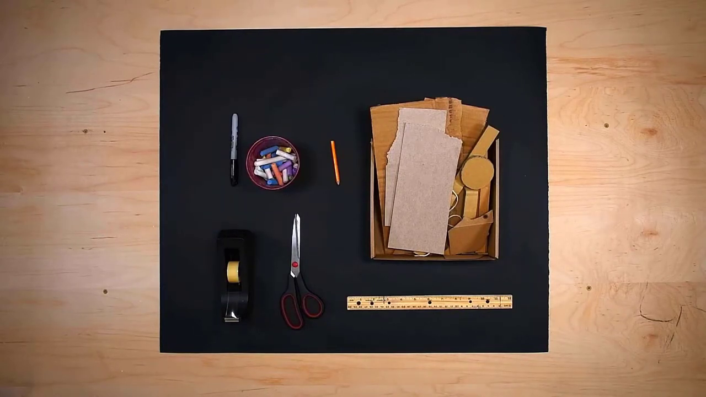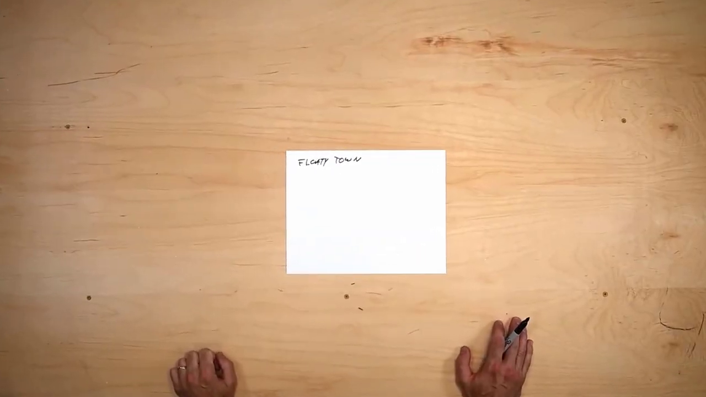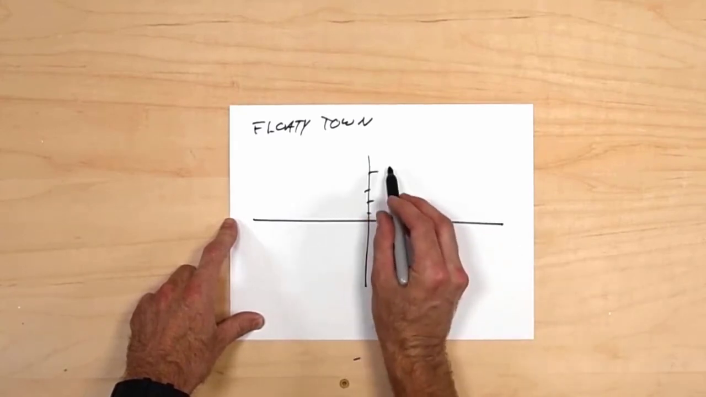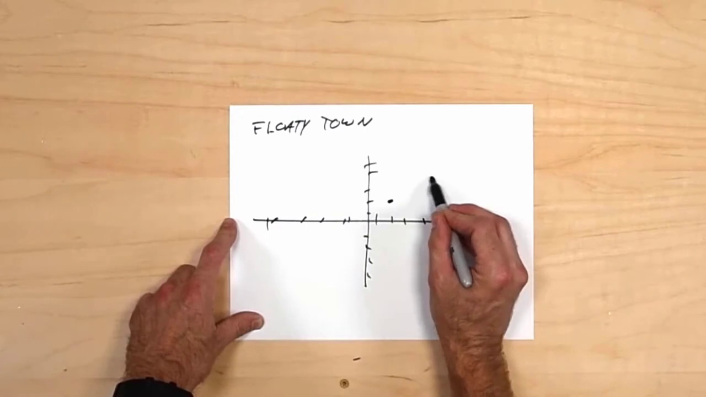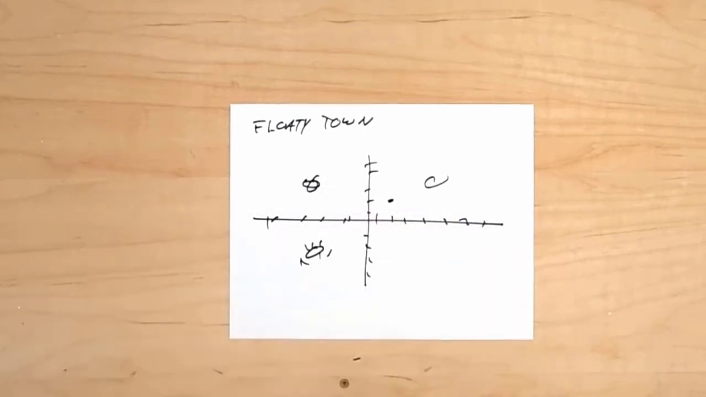You see there's a ruler, some scrap cardboard, a pair of scissors, tape, some chalk, a pencil, a marker, something to write with. Here's what I'm going to make, a game called Floaty Town, which sort of replicates you floating around the universe. The object of the game is up to you to decide. Mine is going to be landing on all of the planets and things in this universe that we're going to make.